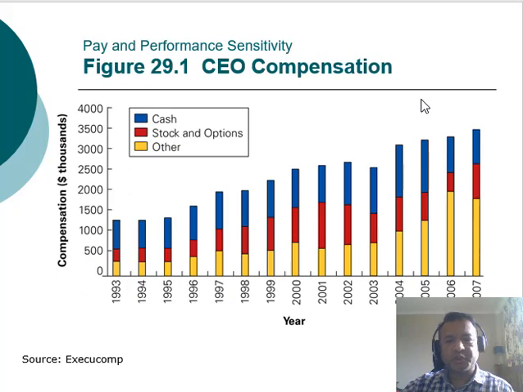Now this slide shows the CEO compensation and the different types of compensation policy. The blue one is the cash, the red one is the stock and option, and the third one, the yellow color, is the other option. We can see that the CEO compensation has been increasing year after year, and the cash and other options and stock and options are the major drivers of the CEO compensation.